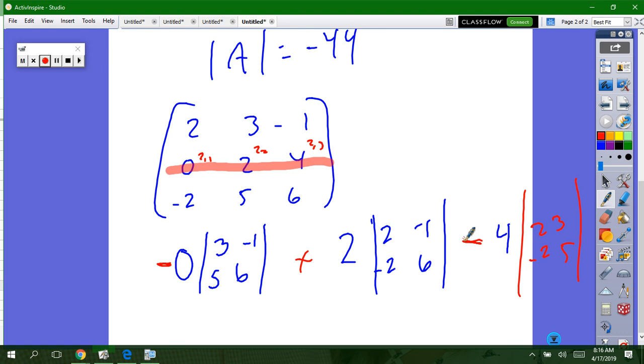Remembering that checkerboard pattern, you really don't have to remember negative 1 raised to the power. Just understand that's where it's coming from. It's plus, minus, plus, minus, plus, minus, so therefore we get negative, positive, negative. And then this would be plus, minus, plus.